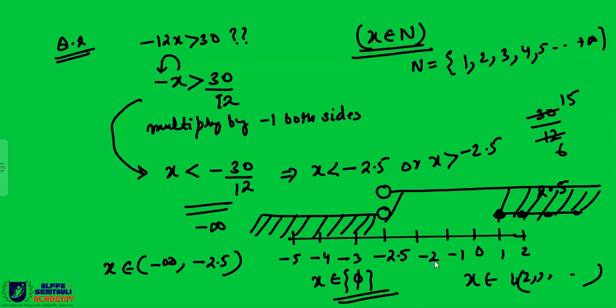Understood? Understood, beta? Have you understood? Have you understood? Any doubts are there? No doubts. Okay.